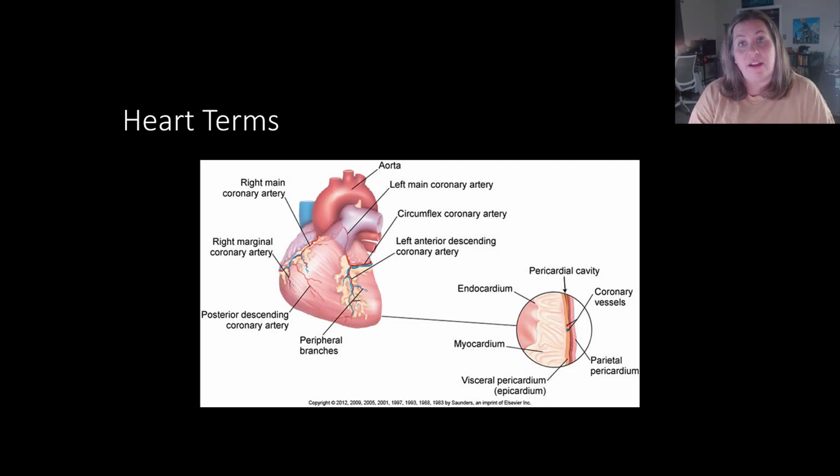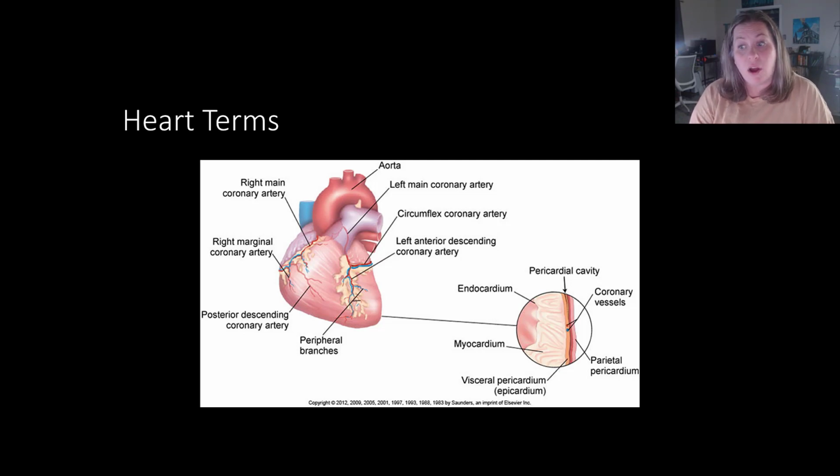Now, that visceral layer of the pericardium can also be known as the epicardium because it's the outermost layer of the heart itself. Now, this pericardium does have a fibrous layer. That's going to be the part that's going to help protect the heart. The adjective form of pericardium is pericardial. So you have pericardial being the adjective form.